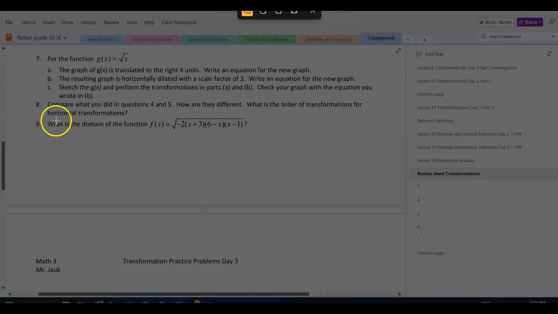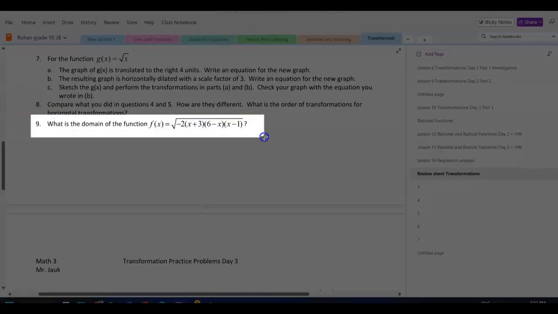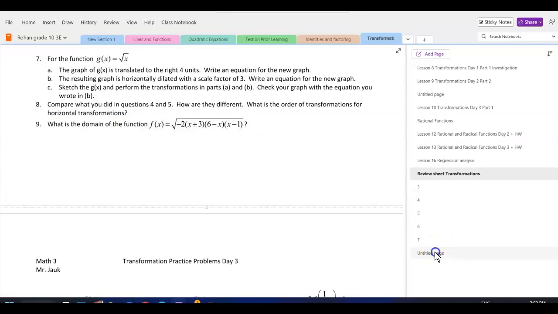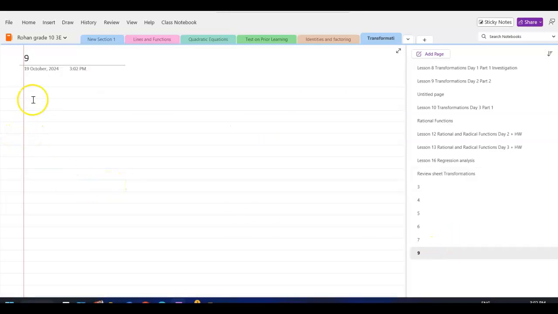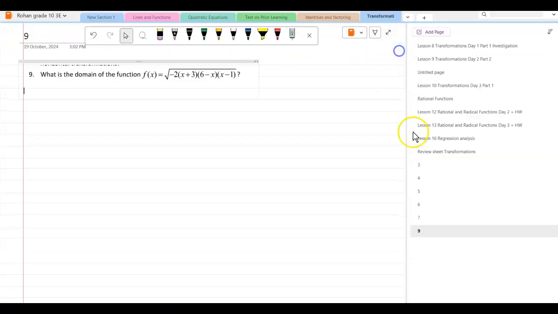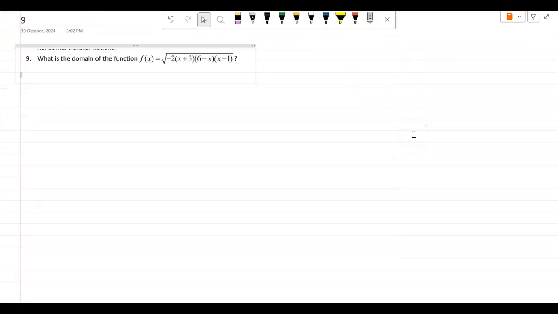Then next. What is the domain of the function? How do you find a domain? For the domain, whatever is inside the root sign should be greater than or equal to 0. So this should be greater than or equal to 0.